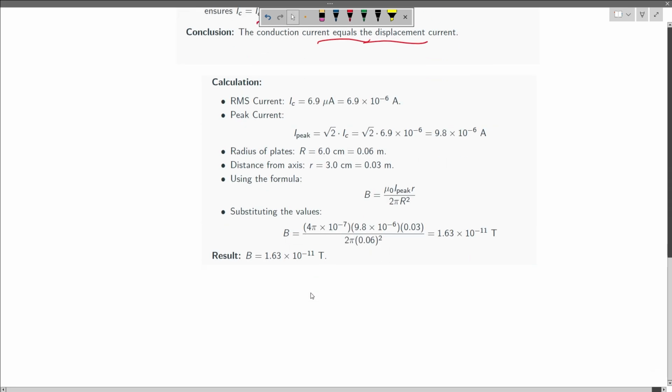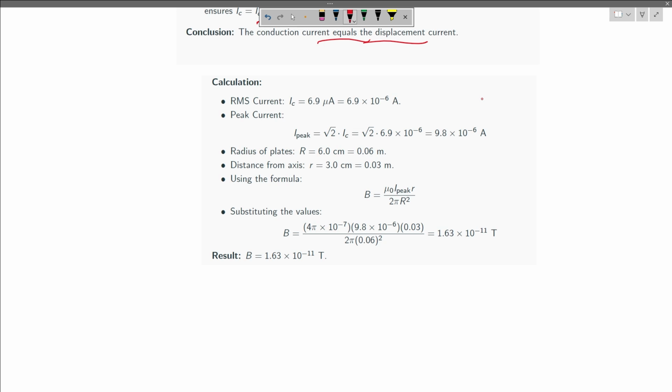Now the calculation for the peak magnetic field. For calculating the magnetic field amplitude, we will use the peak current. So we will use this formula, mu naught I_peak r by 2 pi R square. Substituting the values in this formula, we will get a value of 1.63 times 10 to the power minus 11 Tesla. Thank you.